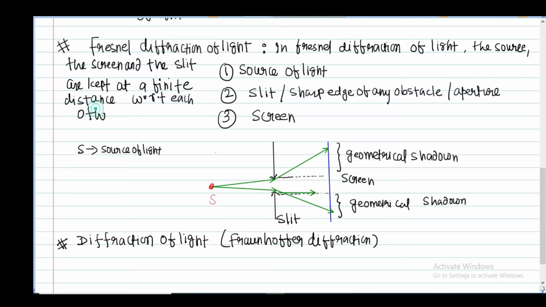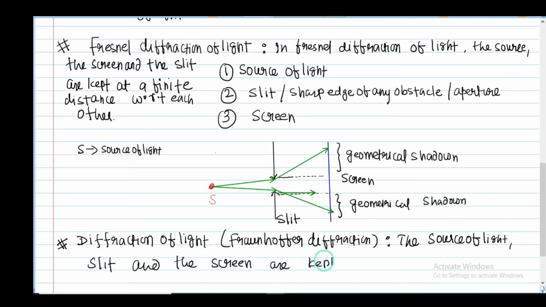Now in Fraunhofer diffraction of light, the source of light, slit and the screen are kept at an infinite distance, which means very far away, placed at an infinite distance with respect to each other.